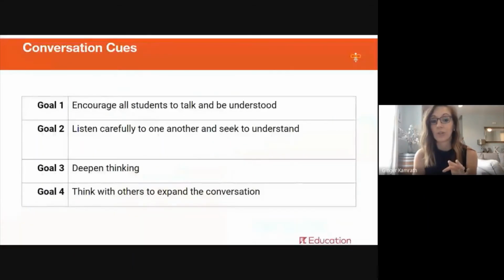Lastly, conversation cues aim to ensure that equitable conversation, and it gradually builds students' capacity to become productive and collaborative participants. Goal 1 focuses on the fundamentals of encouraging students to talk and to be understood, and then goals 2 through 4 really take students to deeper levels of conversation, from listening to each other and to deepening their thinking, to thinking with others.